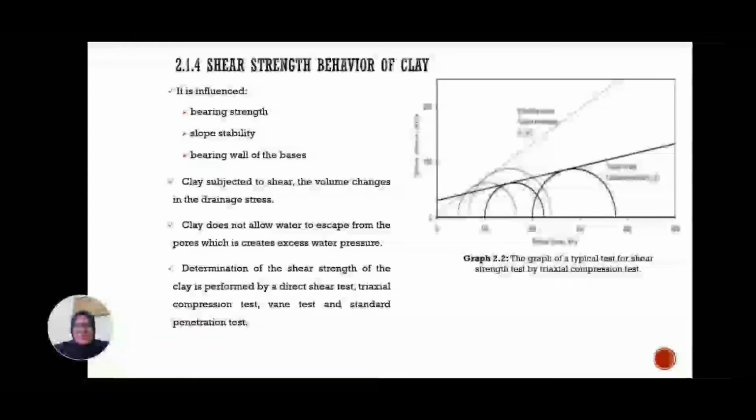So the fourth one is the shear strength behavior of clay. Shear strength behavior of clay influences the bearing strength of clay, slope stability of clay, and bearing of the foundation of clay. When clay is subjected to shear, the volume changes under undrained stress, which makes the clay not allow water to escape from the pores, which creates excess water pressure. To determine the shear strength of clay, it can be performed by direct shear test, triaxial compression test, vane test, and standard penetration test. From graph 2.2, it shows the graph of a typical test for shear strength by triaxial compression test.